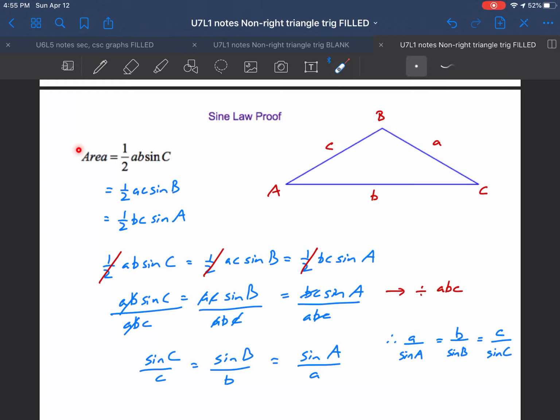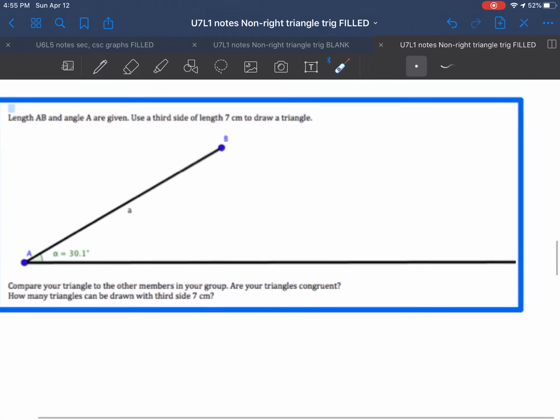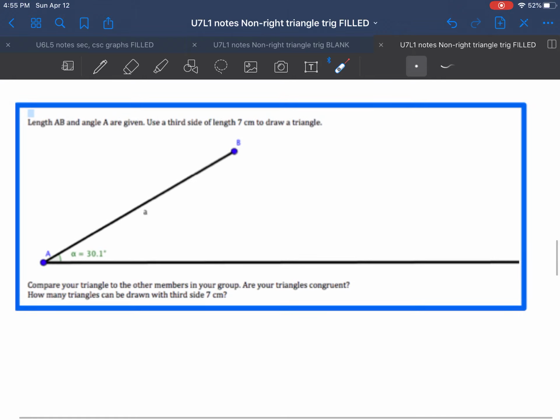A nice little proof using the area formula of a triangle, writing it in three different ways, setting them equal, and then manipulating the parts. I think the rest of this is examples, so we'll go through these as best we can. Length AB and angle A are given. Use a third side of length 7 to draw a triangle.